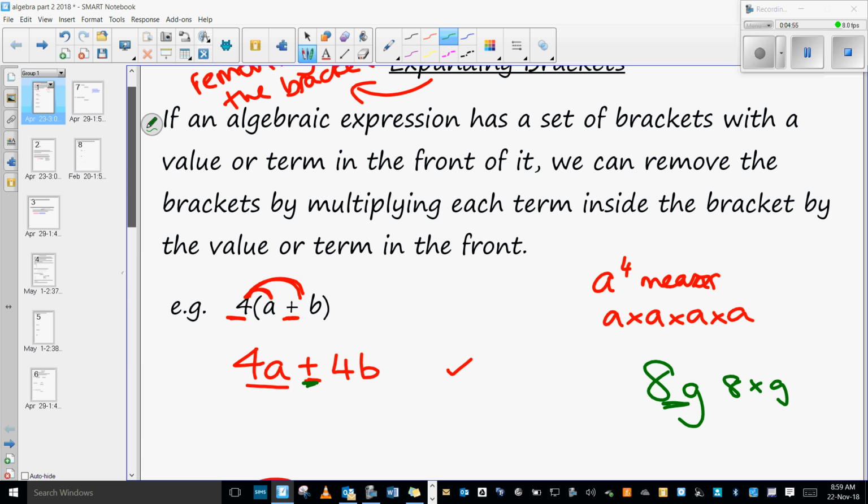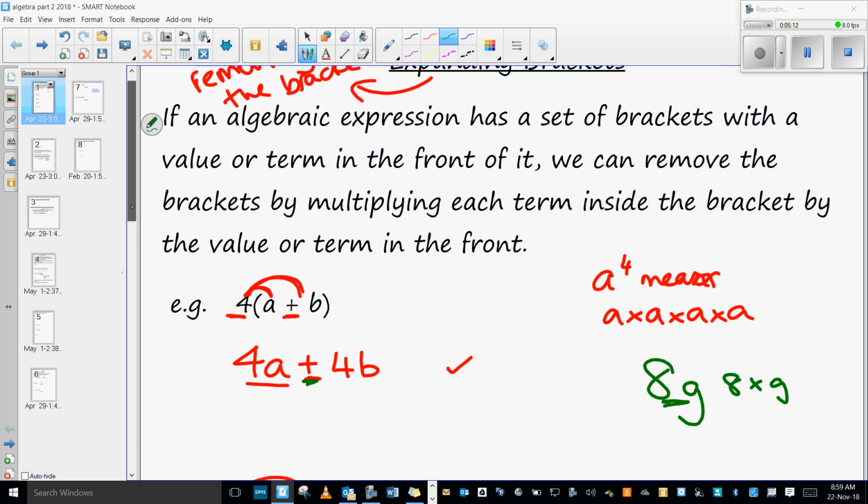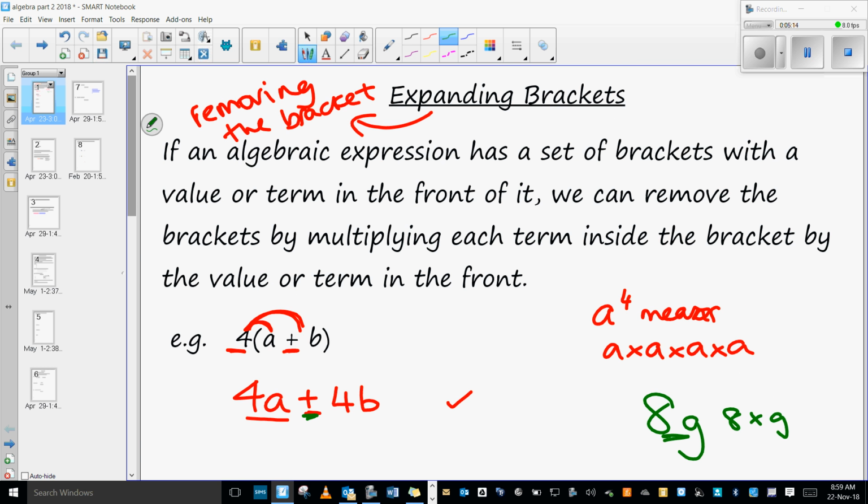One second, Debbie. So if things are next to each other in maths, it means they're multiplying, okay? So the 4 next to the bracket means that the 4 is multiplying by everything inside the bracket. That's what it says up here. It says that we can remove the brackets by multiplying each term inside. Okay? So we're always going to be multiplying to get rid of the bracket.